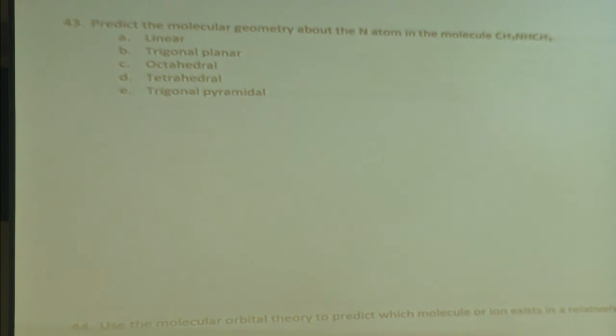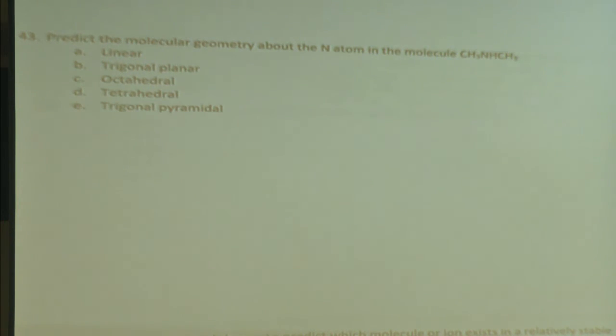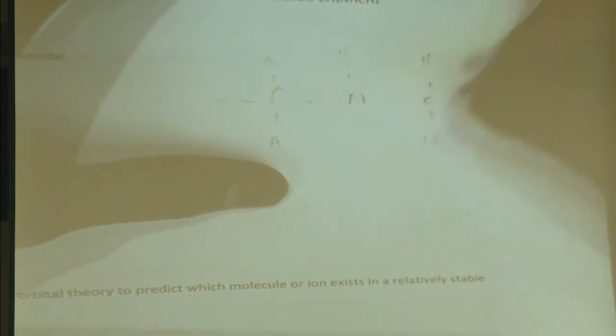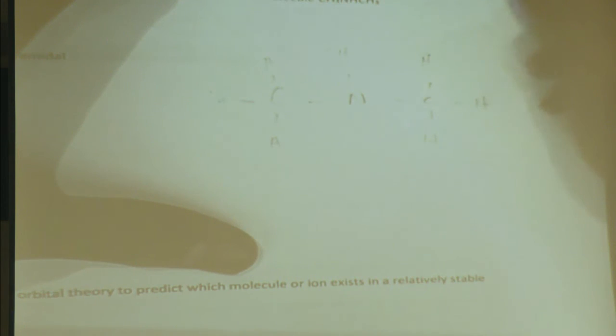Predict the molecular geometry about the nitrogen atom in the molecule. So, once again, we're going to have to draw this. CH3 and H. So, we do the same thing. We have 8 coming from these carbons plus 5 coming from the nitrogen. That's 13 plus 1, 2, 3, 4, 5, 6, 7. That's 20 minus 2, 4, 6, 8, 10, 12, 14, 16, 18. That leaves 2, and those are going to go right here, right?